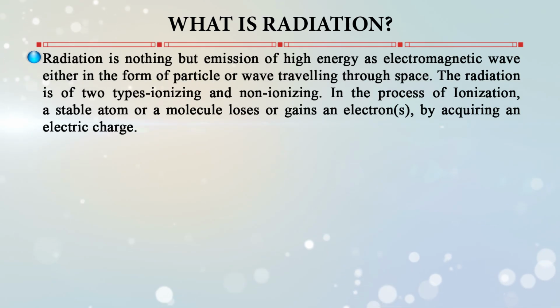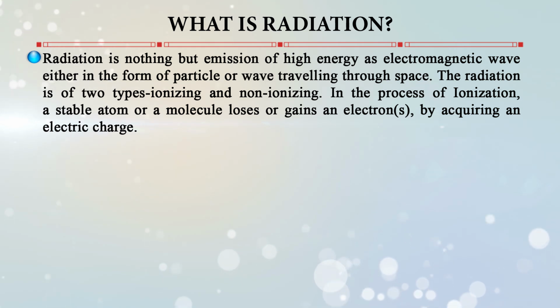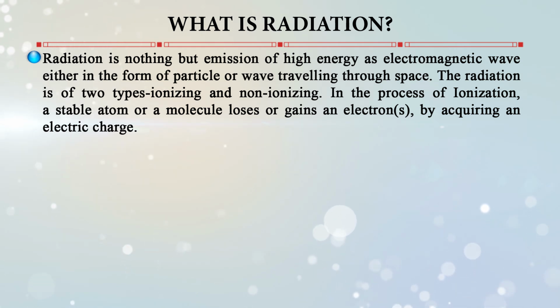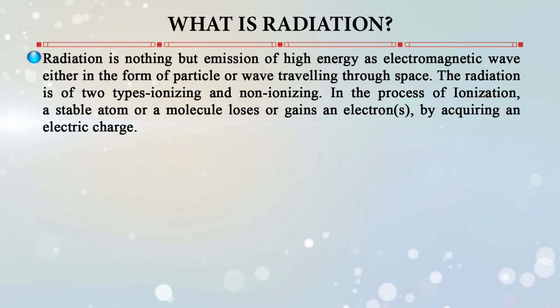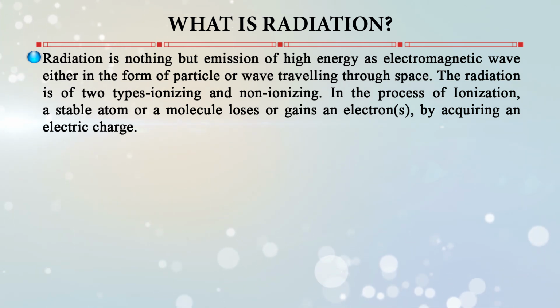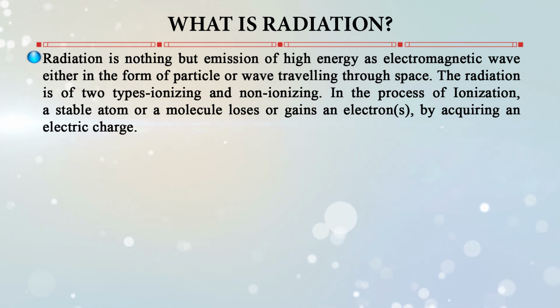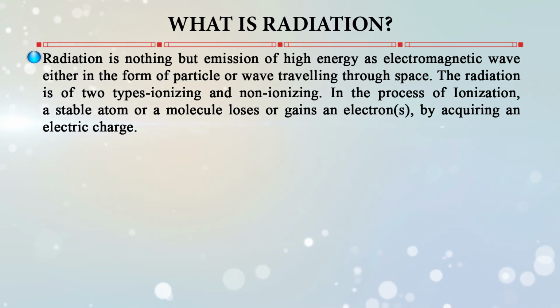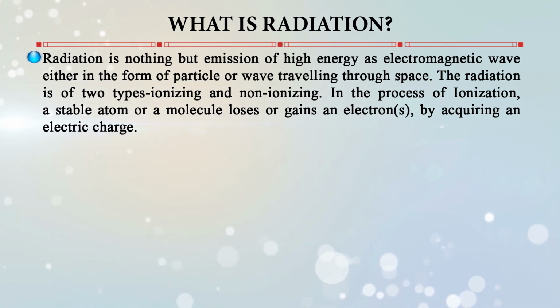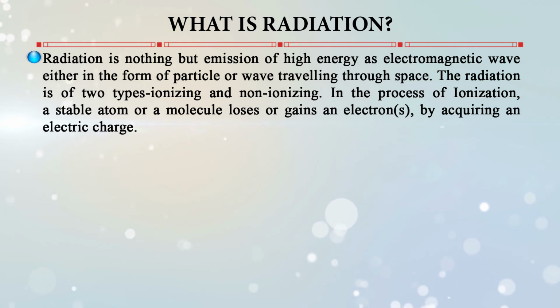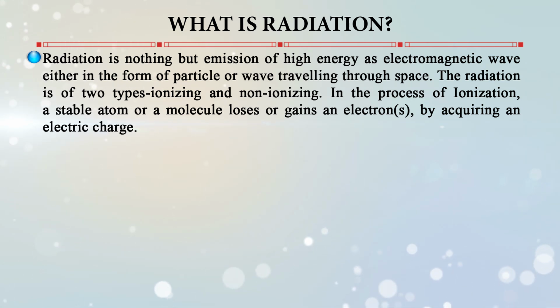So what is the exact definition of radiation? It is nothing but an emission of high energy as an electromagnetic wave, either in the form of particles or in the form of waves, traveling through space. So basically it is an emission. Radiation is of two types: one is ionizing radiation and the second is non-ionizing radiation.